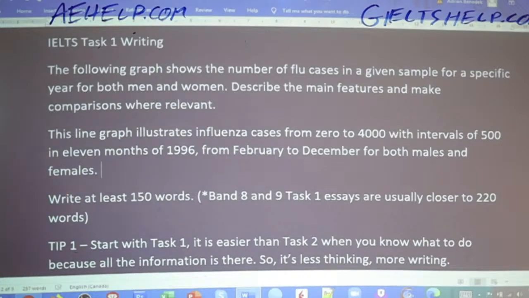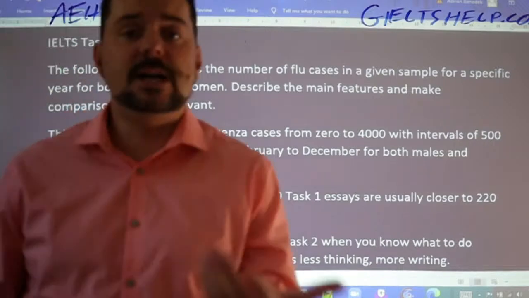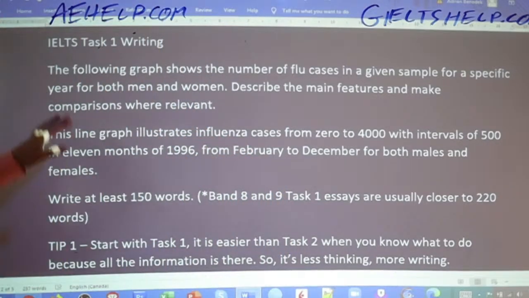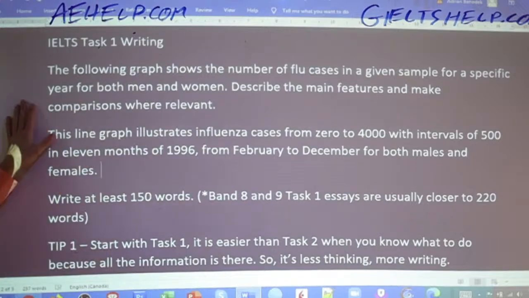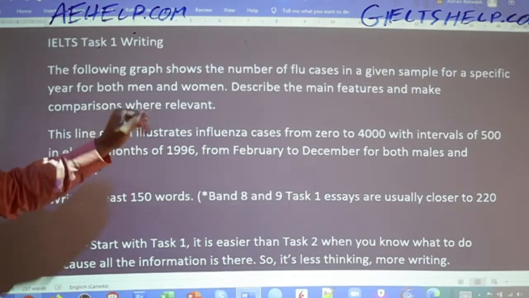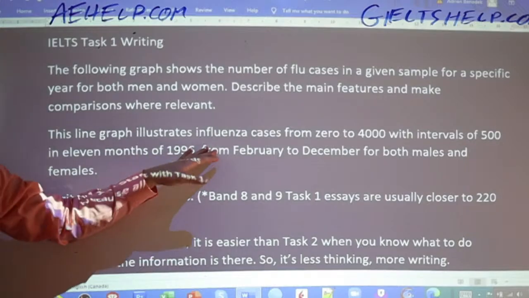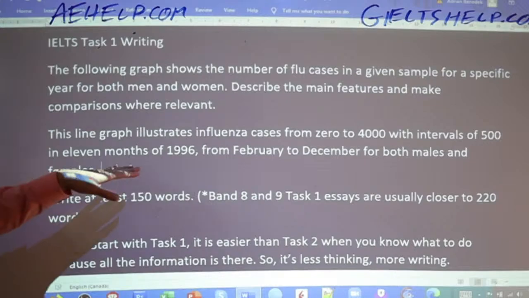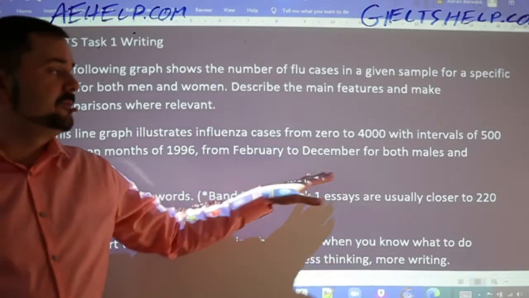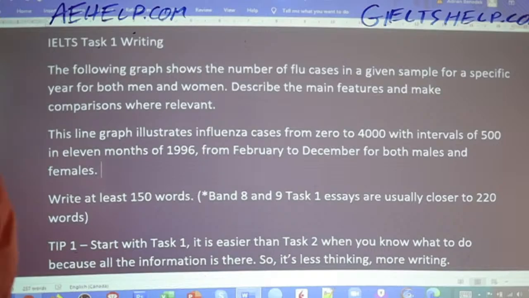So again, all I did here was I just put together what we discussed, right? Looking at the line graph, giving that more detail and paraphrasing this sentence. So the following graph shows the number of flu cases in a given sample for a specific year for both men and women. This line graph illustrates influenza cases from 0 to 4,000 with intervals of 500 and 11 months of 1996 from February to December for both males and females for a given group. Okay, group would be in this case for a given sample. All right.